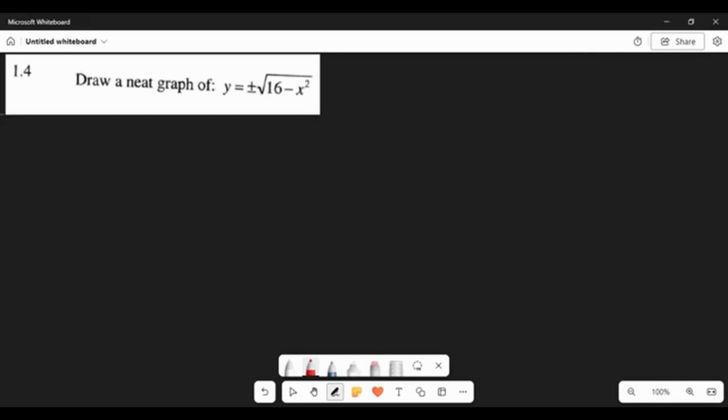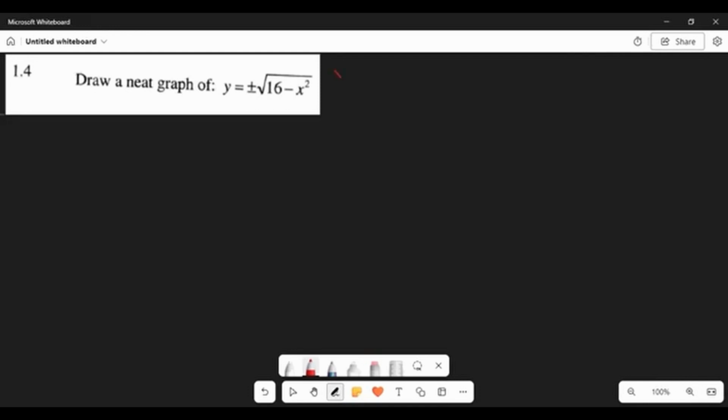Again, they want us to draw a new graph of y is equal to plus or minus the square root of 16 minus x squared. Now this one here, guys, is basically 2 half circles or 2 semicircles. As you can see, this y means that these are the upper and the lower semicircles, and when you combine them, they're going to give you a full circle.